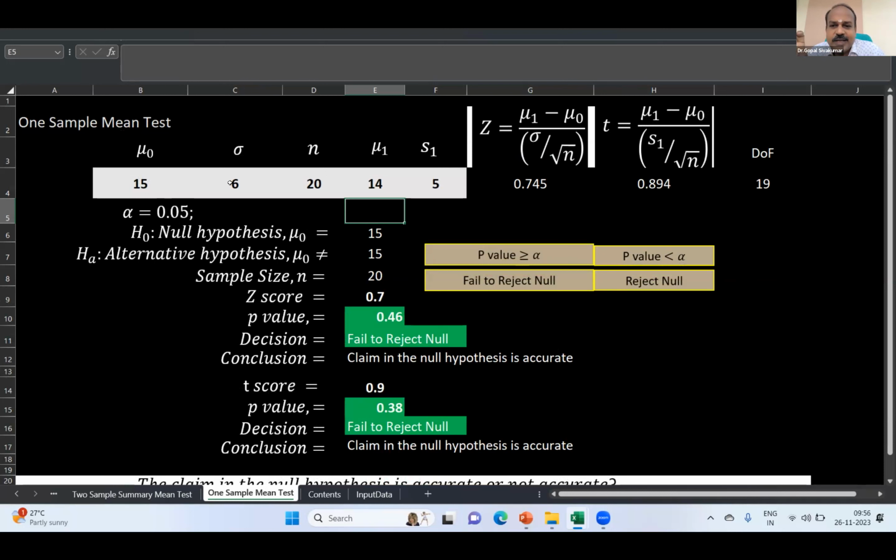But this is an approximation. Isn't it? If the company shares, if the population data is available, if the population standard deviation is available, then your decision becomes more accurate. So comparatively, the Z test is the best. But if the situation doesn't allow, you need to go for a t test. Hope it is clear to everyone.